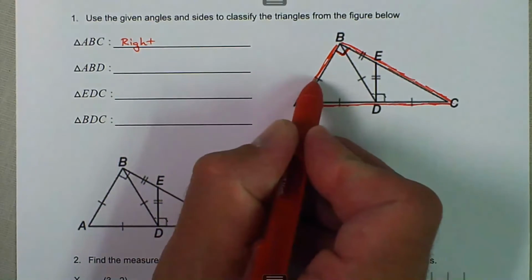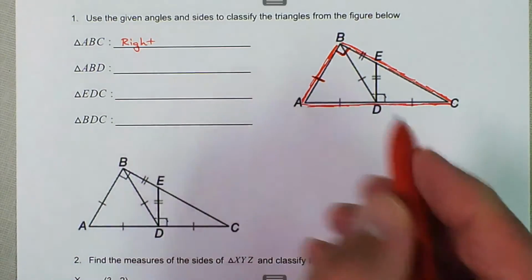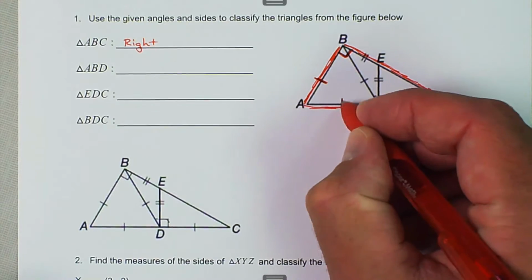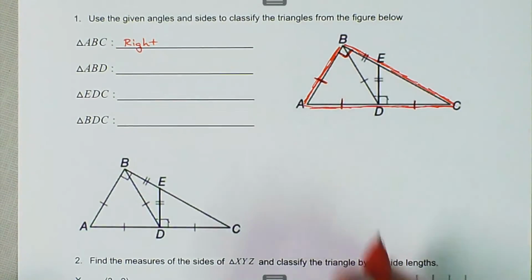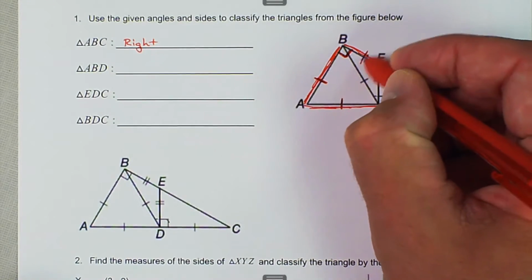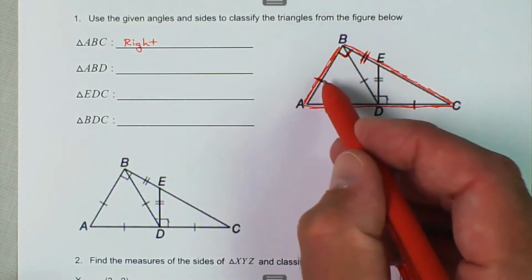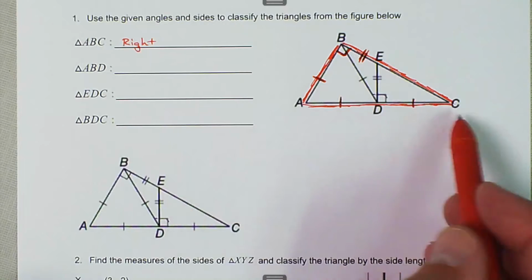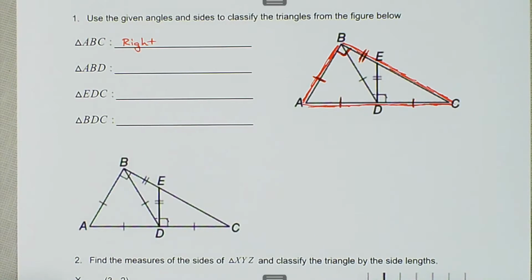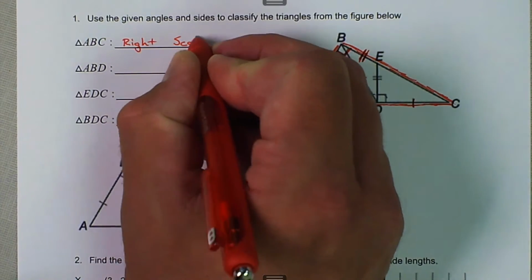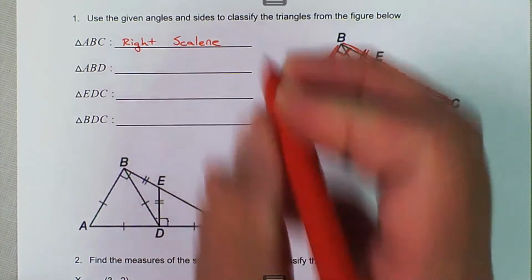So we have one congruent mark here, and side AC is made up of two sides with that. So we know that AB and AC are not the same length. And then it says BC has these two congruent marks on it. So we know that AB and BC are not the same length. And we know that BC and AC are not the same length. So all the sides are different lengths. So this is a right scalene triangle.